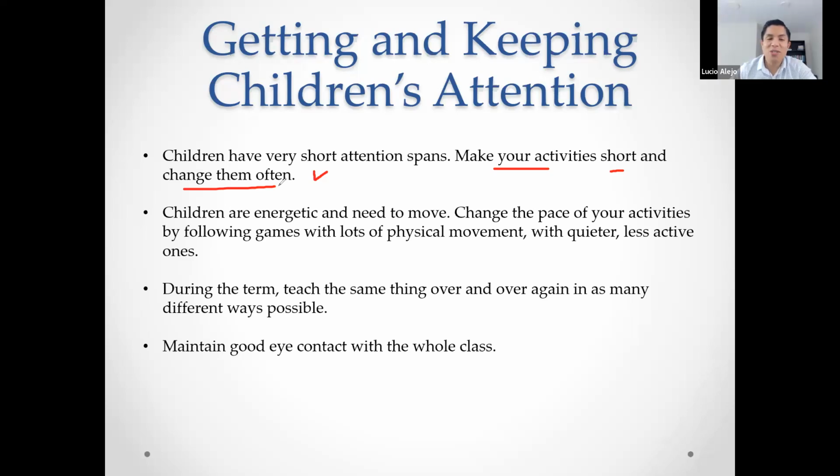Yeah, for that reason, every 12 to 15 minutes, you must change the activity. And we're not talking about children only. We're talking about teenagers and adults as well. You must change the activities. Children and students in general are energetic and need to move. So change the pace of your activities by following games with lots of physical movement with quieter, less active ones.